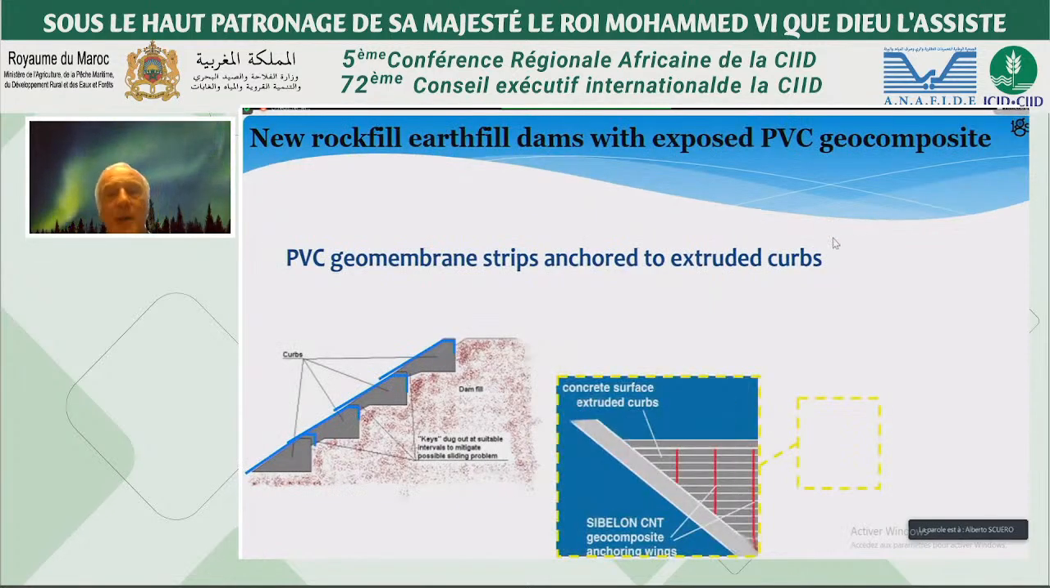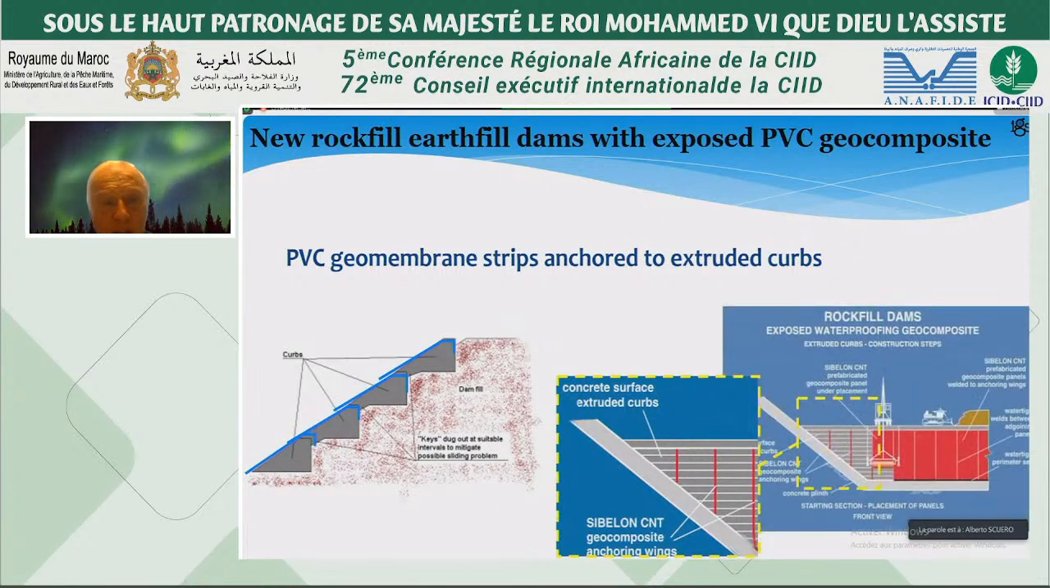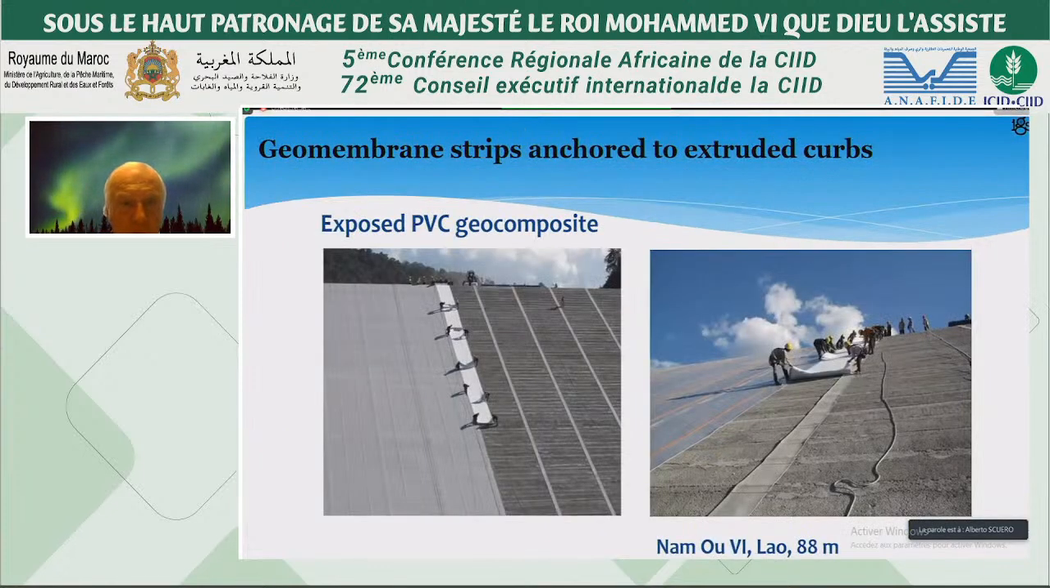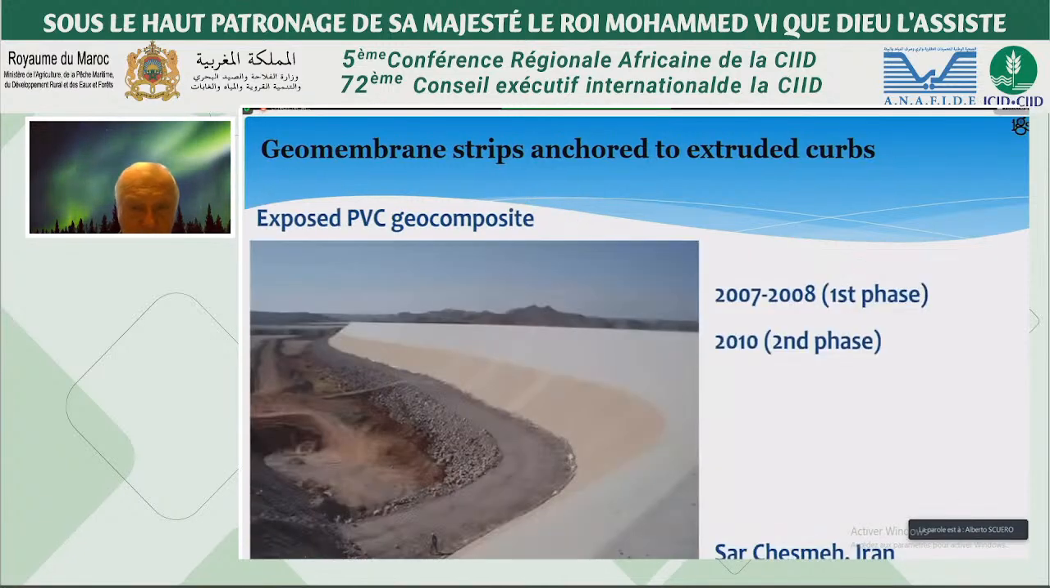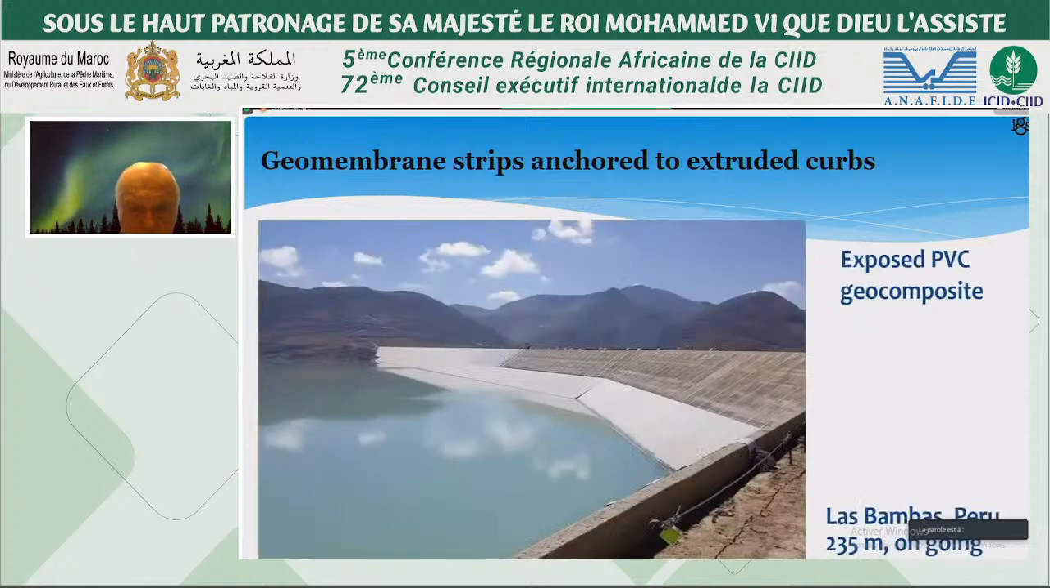In new rockfill dams, the geomembrane is being installed by using PVC geomembrane strips anchored to the extruded curbs. We can see the extruded curbs, the PVC anchoring lines, and the deployment of the exposed PVC geocomposite. Here is a dam in Laos. Or this one is in Iran, built in 2 stages. Las Bambas in Peru is also with an exposed PVC geocomposite. The project is ongoing, and when finished will be 235 meters high.